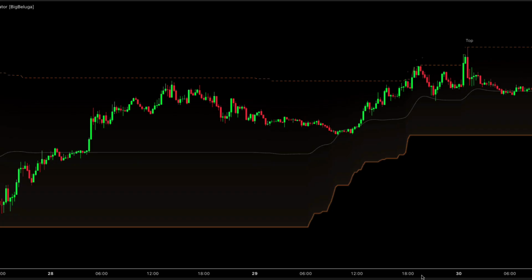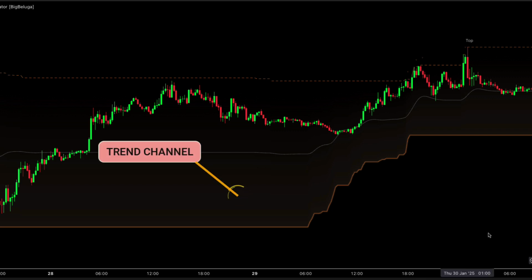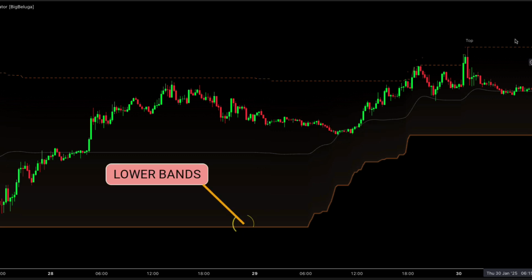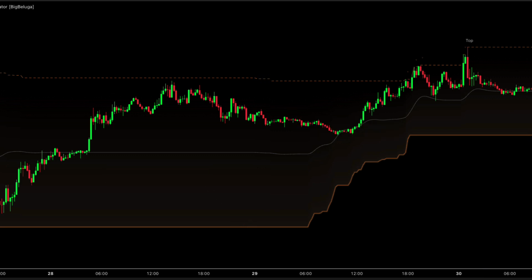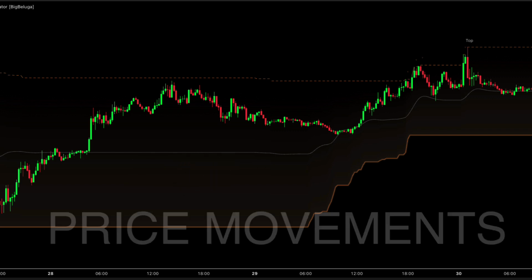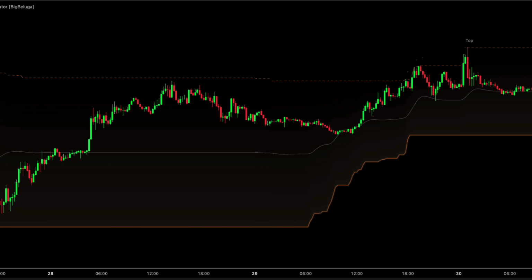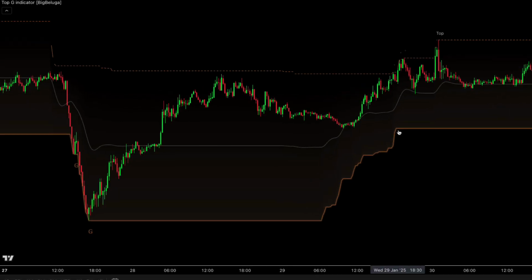As you can see, it's a super simple indicator which is made up of the following components. First of all, we have the trend channel. At the top of the channel, we have the upper band, and then at the bottom, we have the lower band. Then at the center of it, we have the midline. These bands serve as key reference points for analyzing price movements. They can be used to identify potential areas of support and resistance, helping traders to decide whether to enter or exit trades with greater confidence.